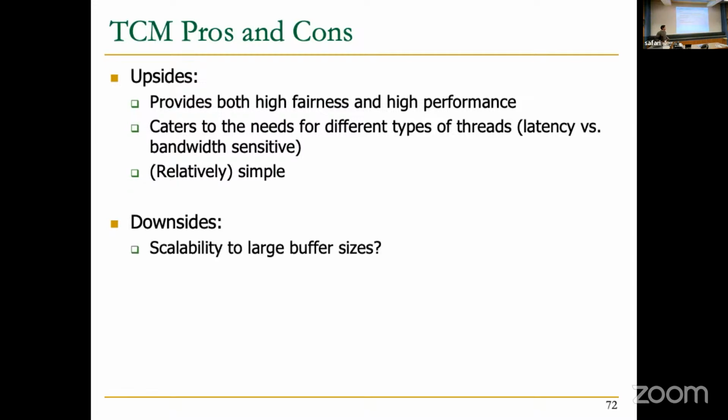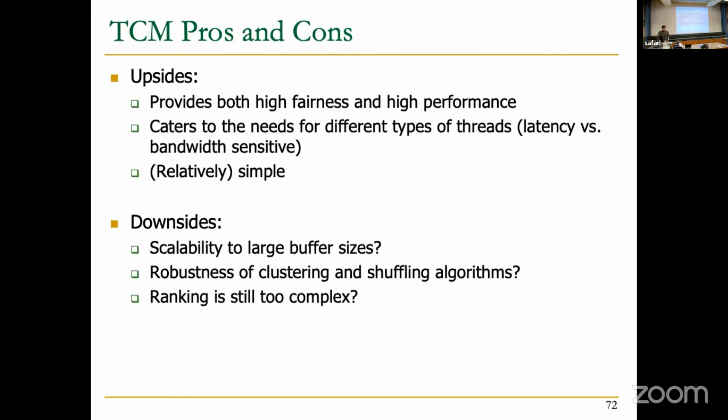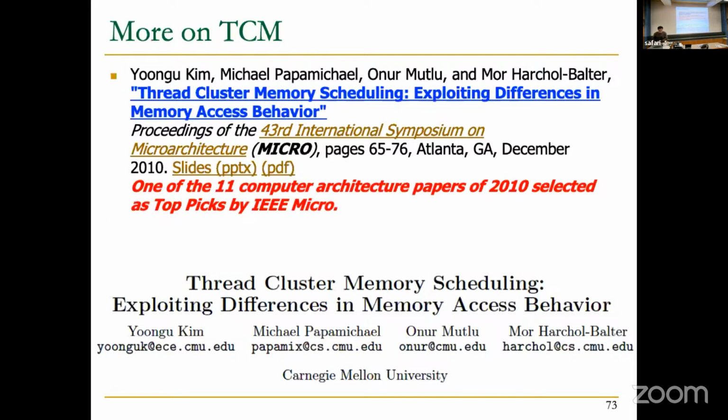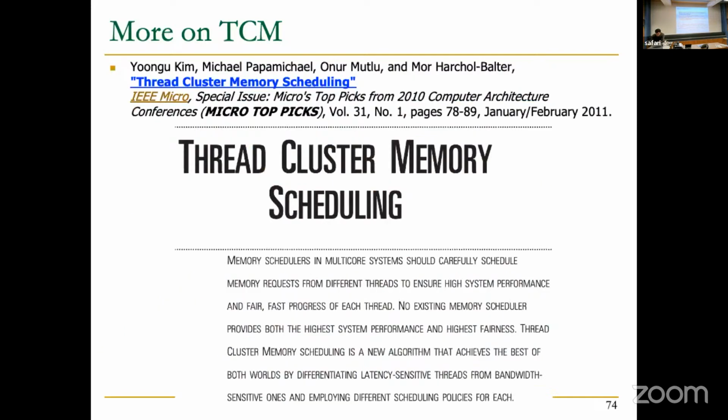And now the downsides could be: how do you scale this to larger buffer sizes? How robust are your clustering and shuffling algorithms? Can they really work well for all sorts of applications or combinations of applications? And arguably your ranking scheme is still too complex. And I leave these weaknesses as an exercise to you. Please read the TCM paper for more details if you're interested in it.